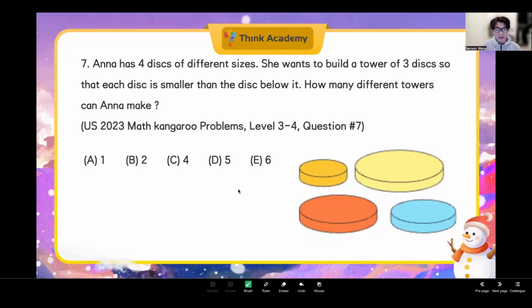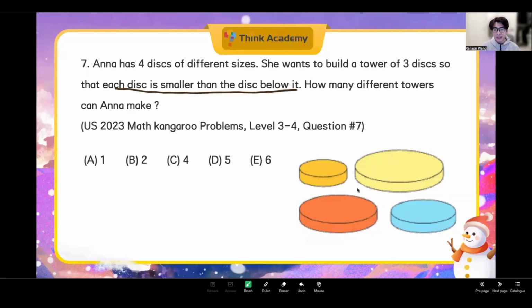Okay, so for the seventh question, Anna has four discs of different sizes. She wants to build a tower of three discs so that each of the discs is smaller than the disc below it. Okay, there's a requirement: each of the discs is smaller than the disc below it. So how many different towers can Anna make?